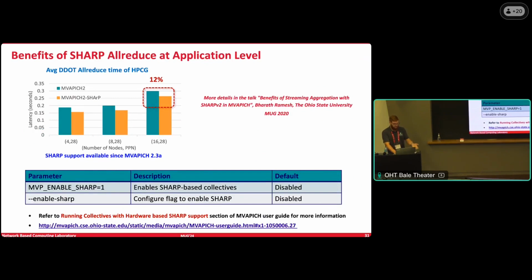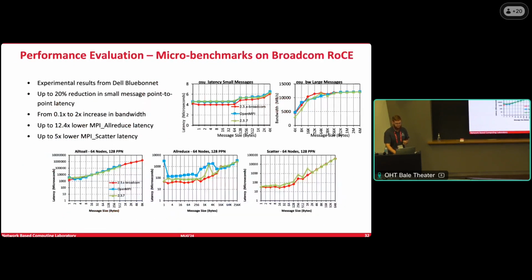Once again, enabled at configure time, and then you can enable it with an environment variable. This one's a bit harder to detect, so you do have to actually know that your machine supports SHARP to enable it.